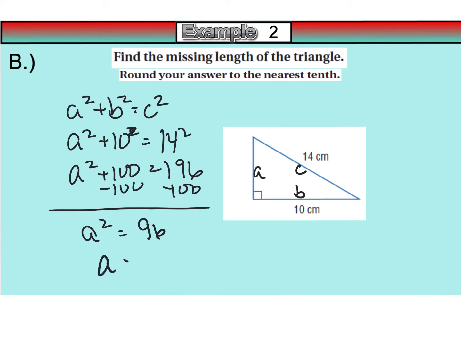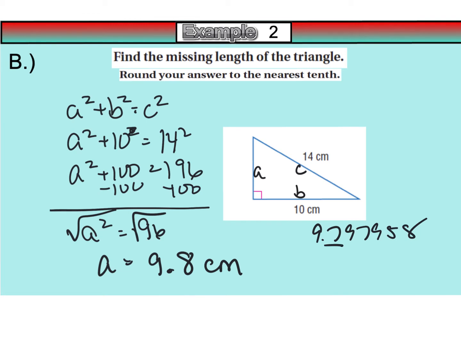I find the square root of 96. Round to the nearest hundredth. Sorry, square root. 9.79, so 9.8 centimeters. And again, 9.797958 keeps on going. I'm rounding to the nearest tenth. That 9 makes it an 8.